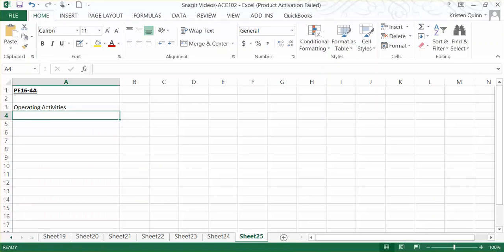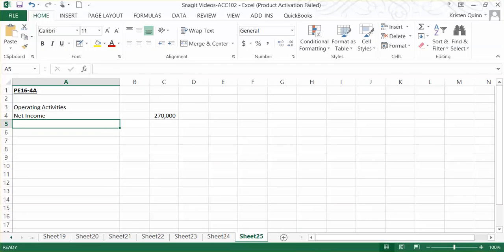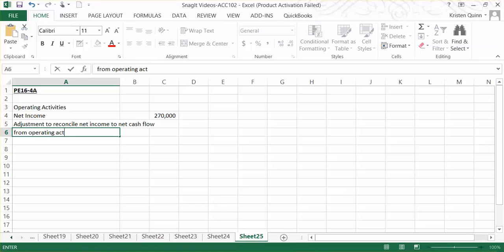So with our operating activity section, we always start with our net income. And for this problem, they told us that we had a net income of $270,000. We then need to make adjustments to reconcile net income to net cash flow from operating activities.